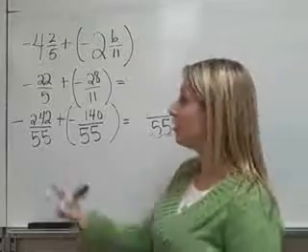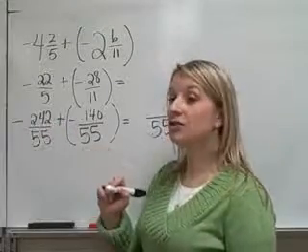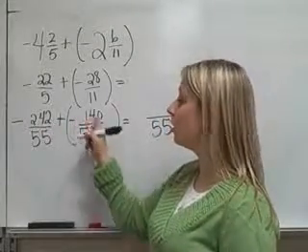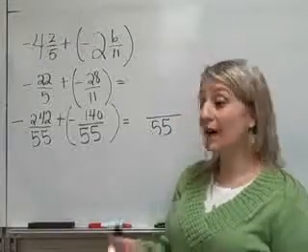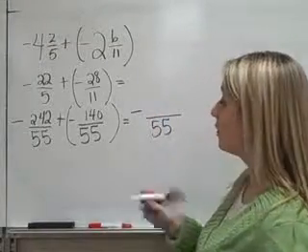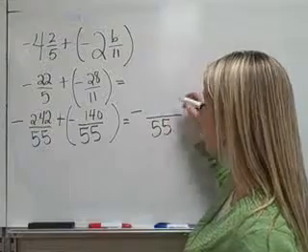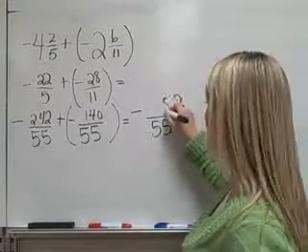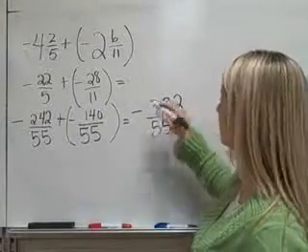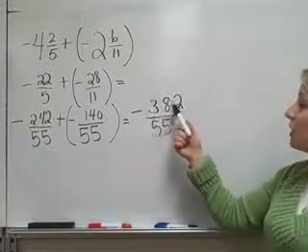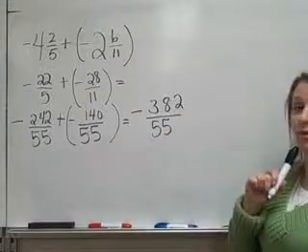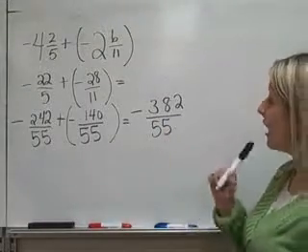Make a money story. I owe 242 and I owe 140. It means I owe a lot, so it's going to be negative. I'm going to add those together to see what I get. That should be 382. So I owe 382, and it's over 55.